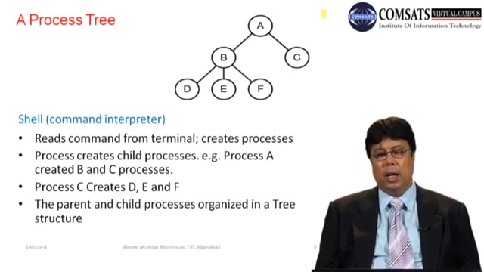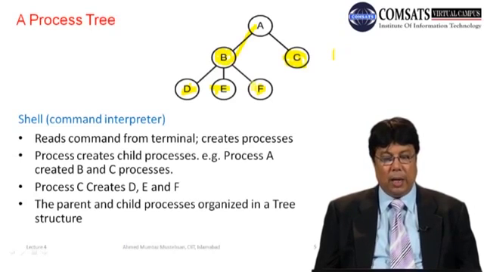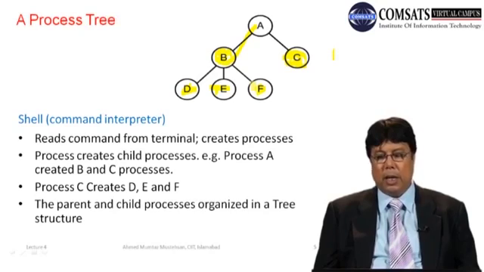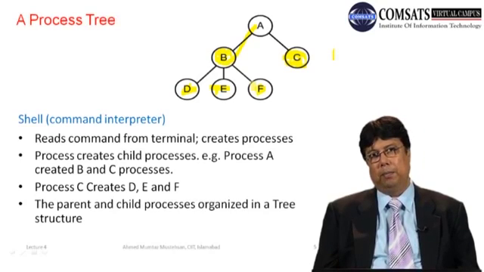So, for example, A is a process that reads a command from the terminal and it can create further processes. So the process creates child processes. For example, in the above example, we have seen that A has created B and A has created C. Then we have seen that B has further created D, E and F. So these are the grandchildren of A. So basically we have seen that a process can create a new process which is called a child process, and parent and child processes are organized in the form of a tree. Okay.